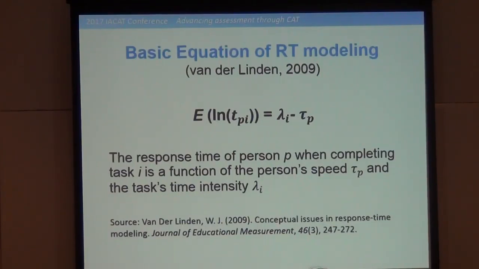And before the real study, let me introduce the famous response time model. This is a very well-known equation: the response time of a person P when completing task I is a function of the person's speed, tau P, and the task time intensity, lambda I. This is the formula I used in the study.